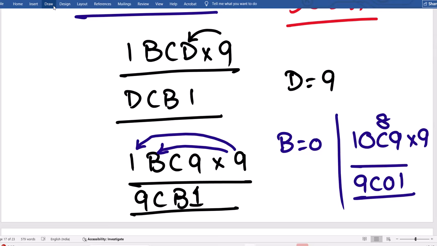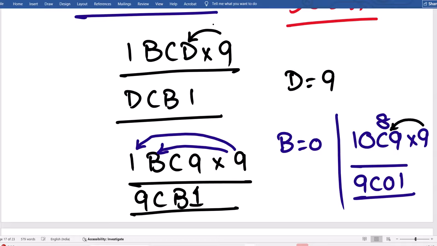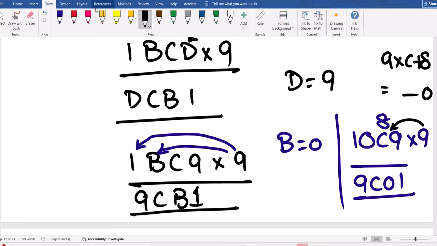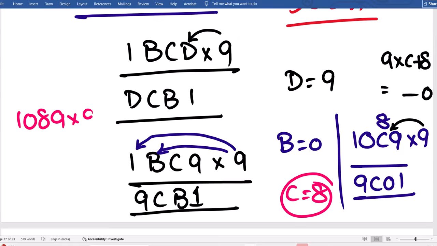9 multiplying this C, adding 8 should end with 0. It's possible if C is 8. So once you fix C value 8, then you get 1089. 1089 multiplied by 9 is 9801.